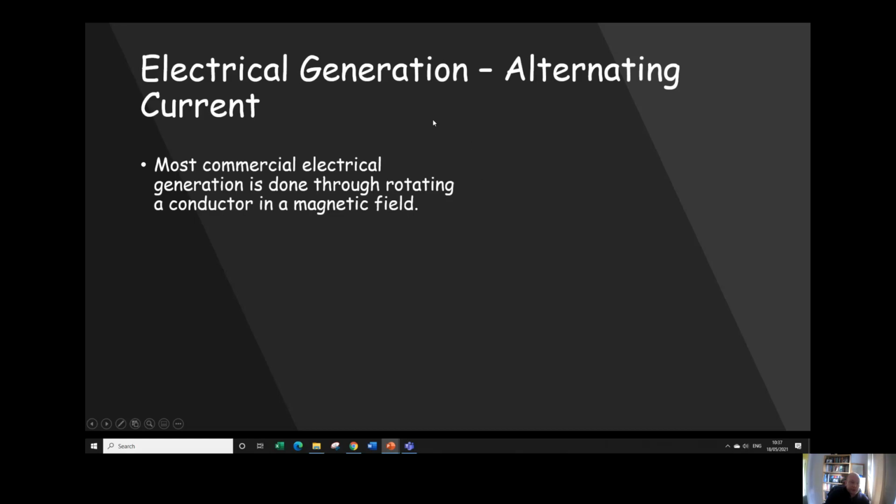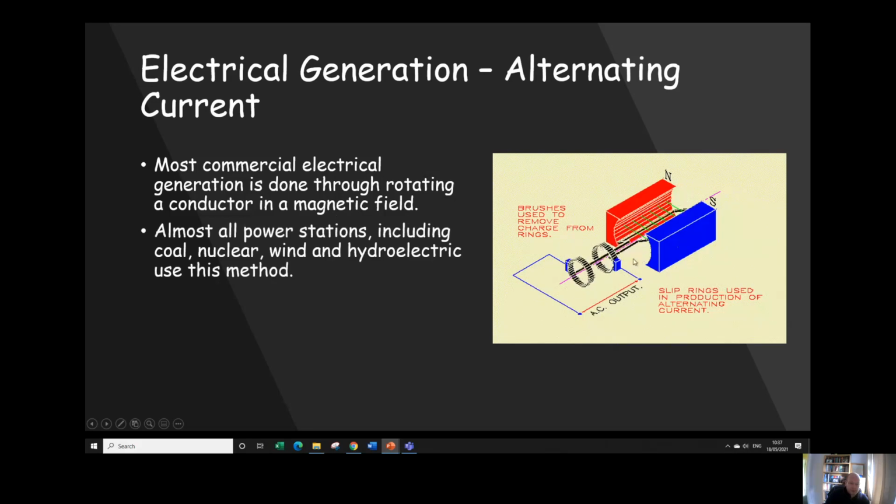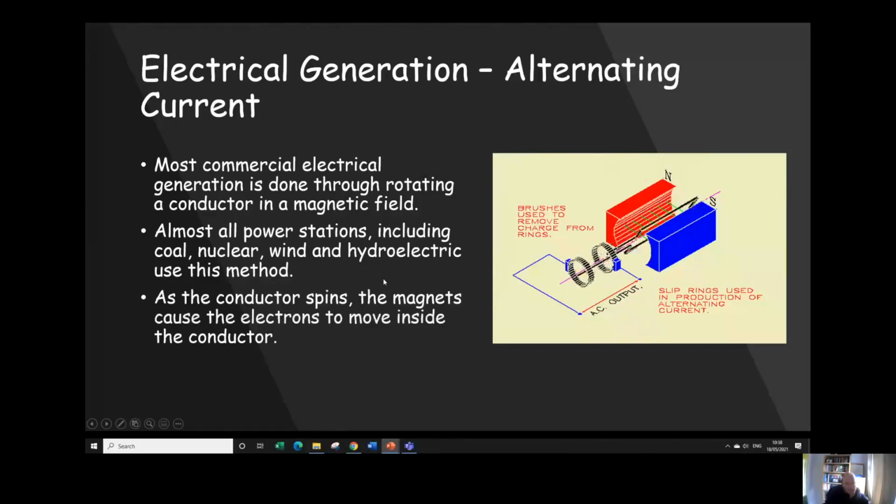Alternating current is normally created by rotating a conductor in a magnetic field, like you can see on the right here. So all of our power stations, coal, nuclear, wind and hydroelectric power stations, all use this method. They'll use movement to spin a conductor in a magnetic field, which causes the electrons to move backwards and forwards very, very quickly. And that creates an electrical current. The only exception to this would be our photovoltaic plants, which would generate something called the direct current, which we're going to look at now.